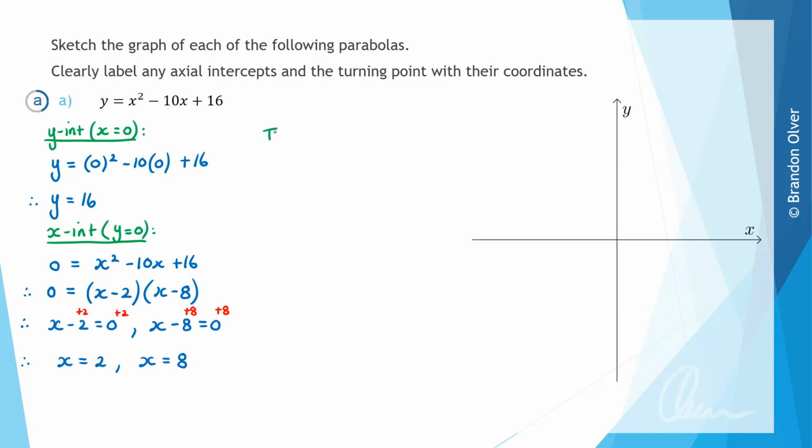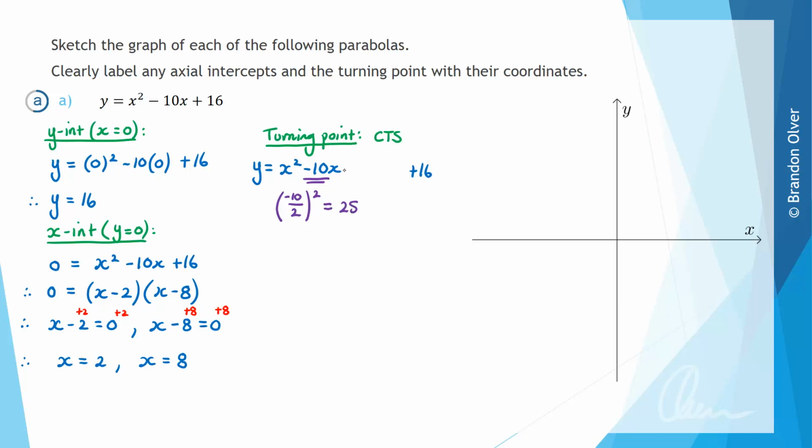So the last thing we need to do is find the turning point. And for this example, we're going to do it by completing the square to get the quadratic into turning point form. So our parabola y equals x squared minus 10x plus 16. We can complete the square by looking at this b term here, or the coefficient of x. And what we want to do to that is halve it. So we do minus 10 over 2 squared. So that's going to equal minus 5 all squared is positive 25.